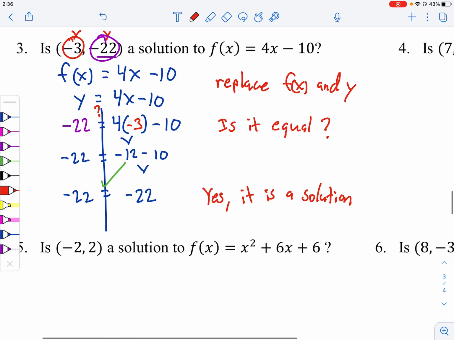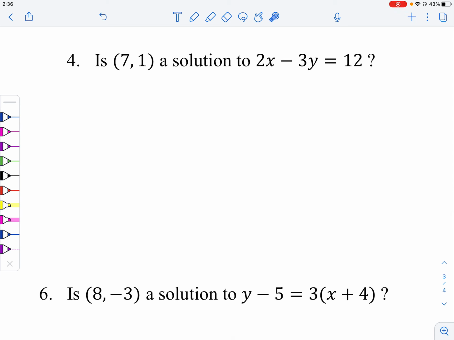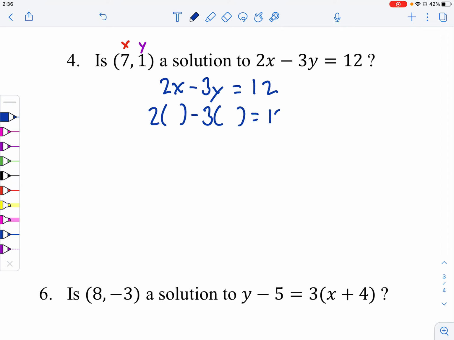Okay, so we're just replacing f of x with y. Is it equal? Let's do our calculation. Is it equal? Yes, solution. If it's no, not a solution. Okay, (7, 1). We have our x and we have our y. So we're given 2x minus 3y equals 12. So x and y, we have those already in there, so we have to replace the f of x.